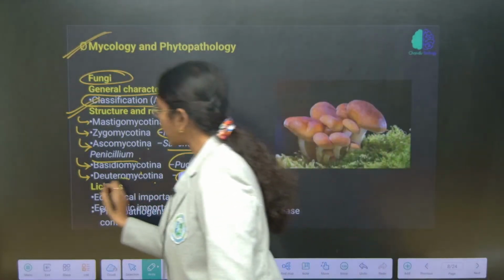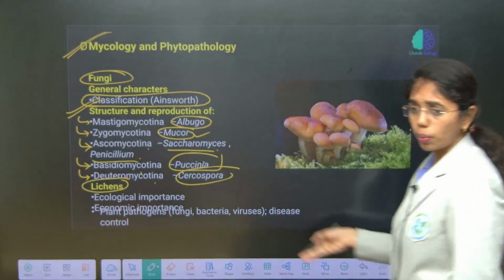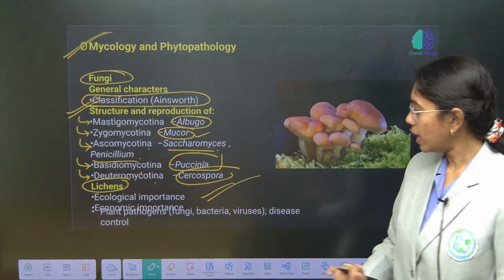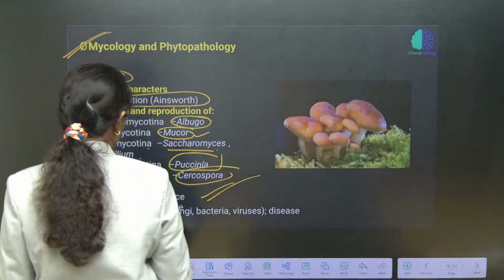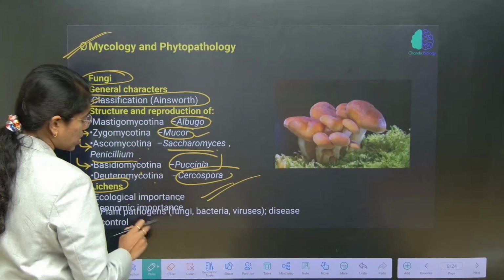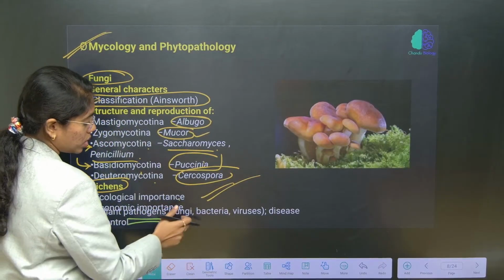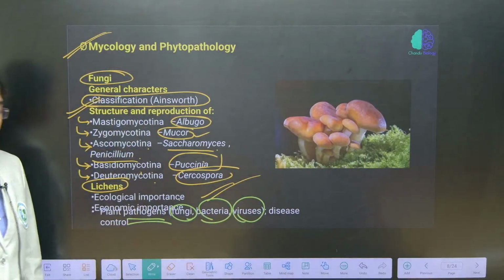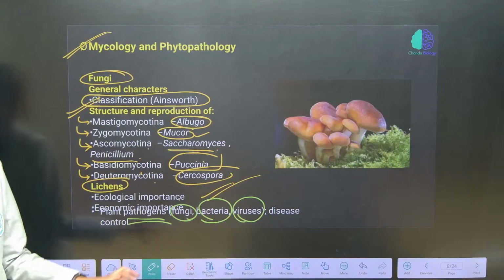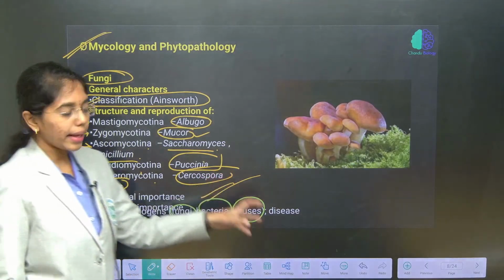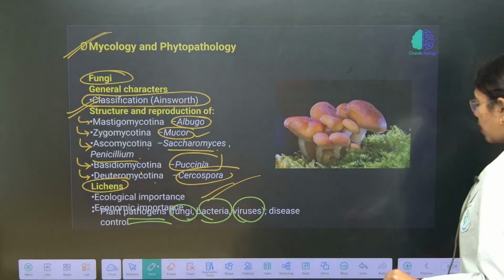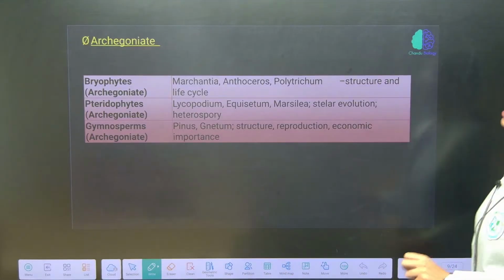Next is lichens. Here we go with lichens. First is their ecological and economic importance, followed by plant pathogens: fungal pathogens, bacterial pathogens and viral pathogens, and how to control the disease. Biotic and abiotic practices for controlling the diseases should be known. Fine, right?